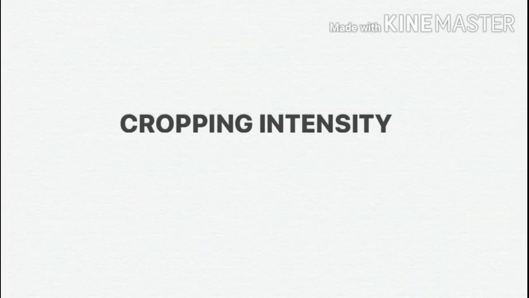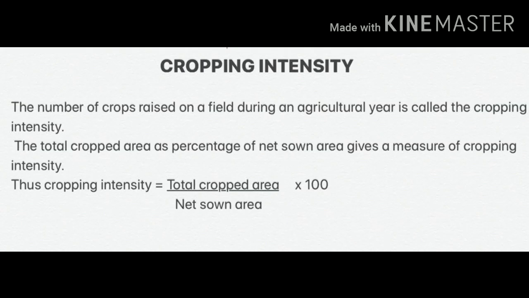Well, agricultural production and productivity can be increased in two ways: by expanding the cropped area and by increasing the intensity of cropping. So, cropping intensity refers to the number of crops raised on a field during an agricultural year. The total cropped area as a percentage of the net sown area gives a measure of cropping intensity. Thus, cropping intensity equals total cropped area divided by net sown area, multiplied by 100.